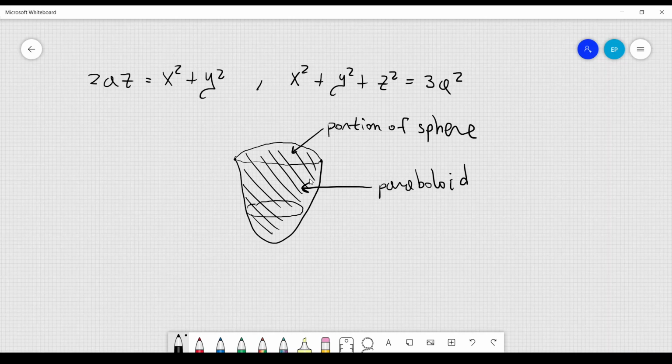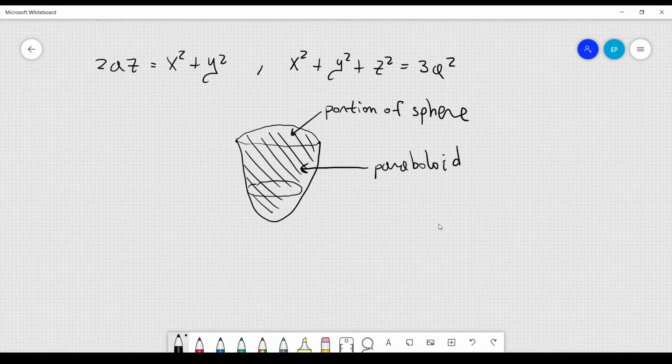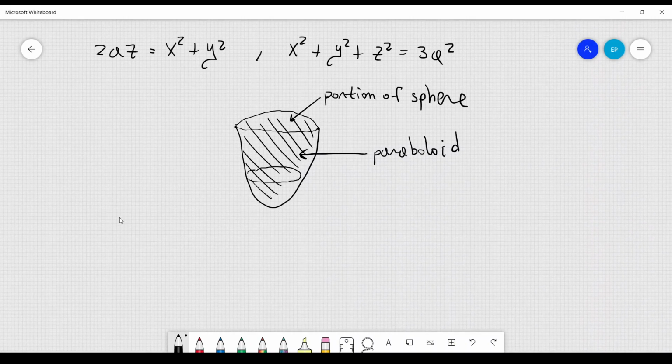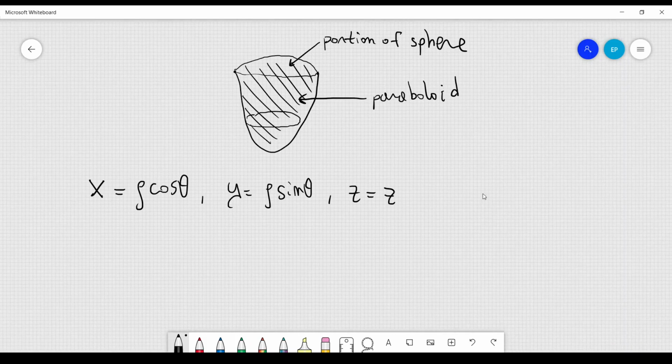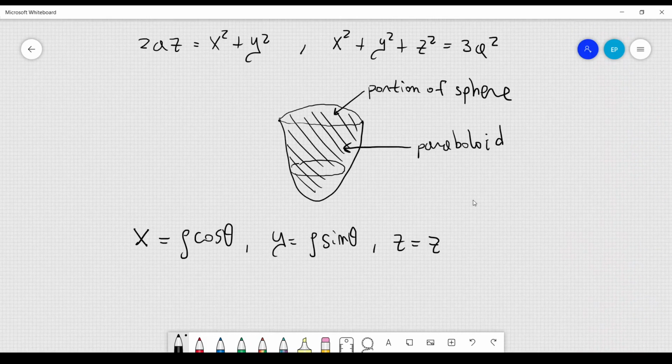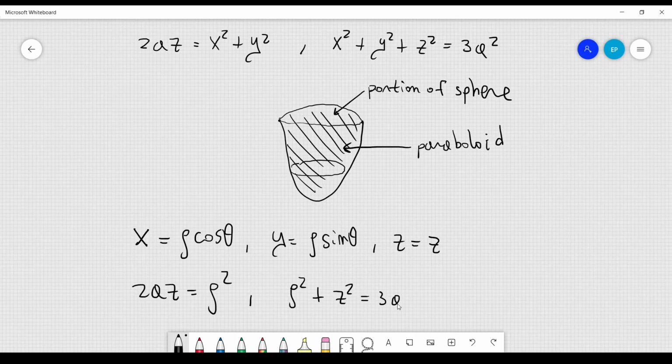So what I want to do here, I want to use cylindrical coordinates. It will be easier to calculate this integral if we use cylindrical coordinates. X equal to rho cosine theta, y equal to rho sine theta, and then z is just equal to z. It will just remain equal to itself. We are not going to change z. So the equation for the paraboloid will become 2az equal to rho squared, whereas the equation for the sphere will become rho squared plus z squared equal to 3a squared.